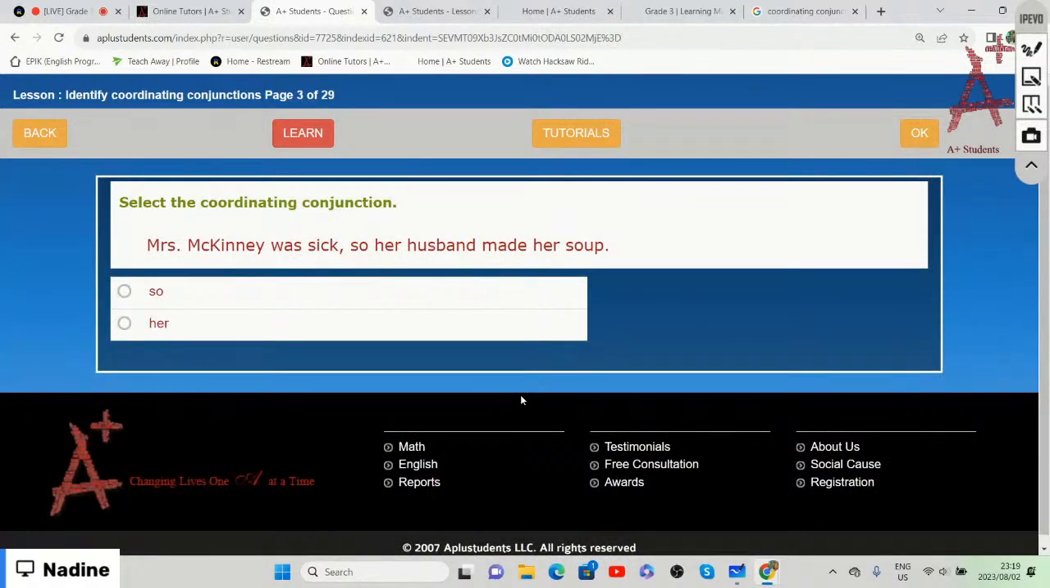Mrs. McKinney was sick, so her husband made her soup. We need to select the coordinating conjunction between "so" and "her."